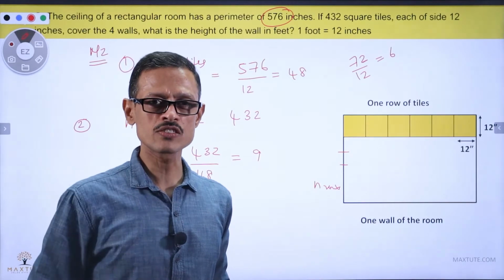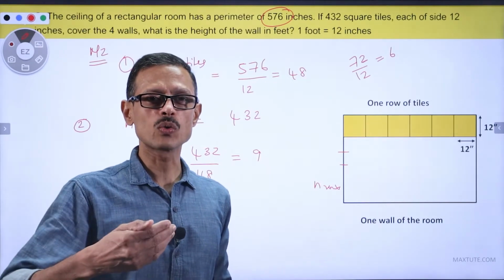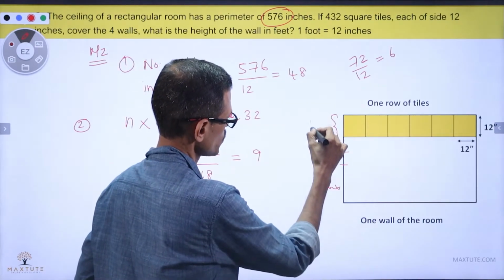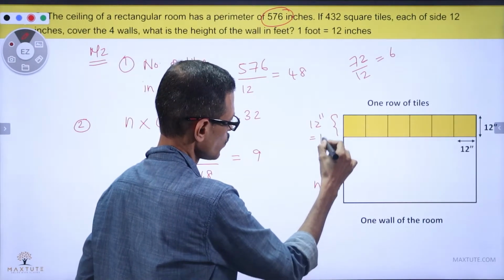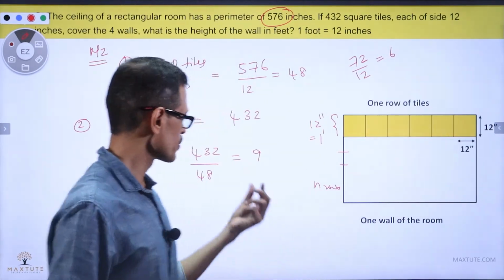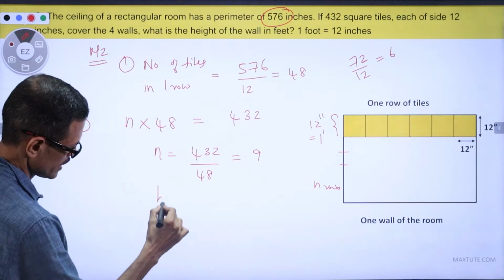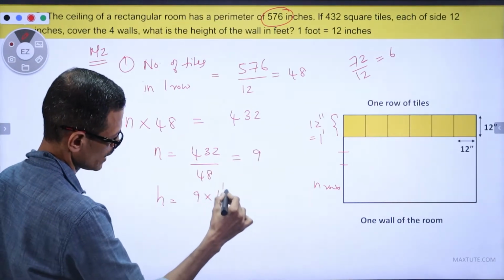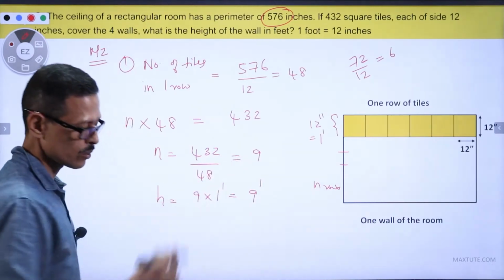What is this question? This question is not about how many rows of tiles. It's about what is the height of the wall. One row of the tile, the height is equal to 12 inches, which is equal to 1 foot, right? 12 inches is the height of the tile. How many such rows are we using? We're using 9 rows. So height of the room is equal to 9 rows and height of each row, which is equal to 1 foot. So final answer is equal to 9 feet.